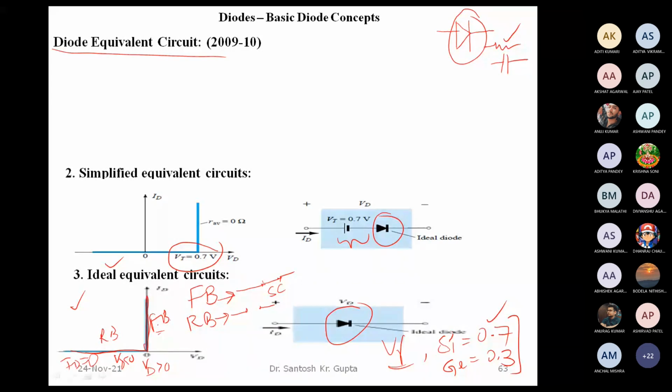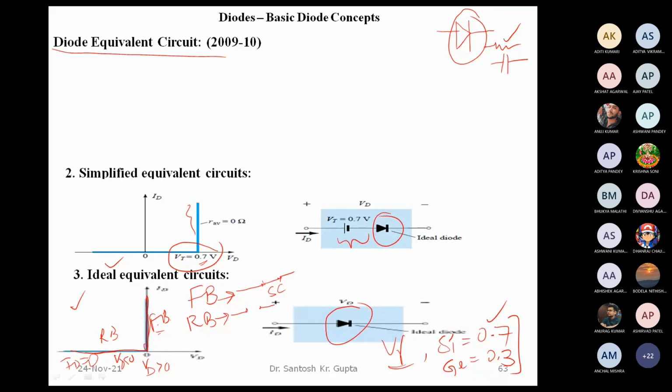So we must apply this voltage. As soon as we apply a voltage greater than or equal to this 0.7 volt, we see the current flow through this diode, and any voltage less than this makes the diode remain in the off state, and there is no current.